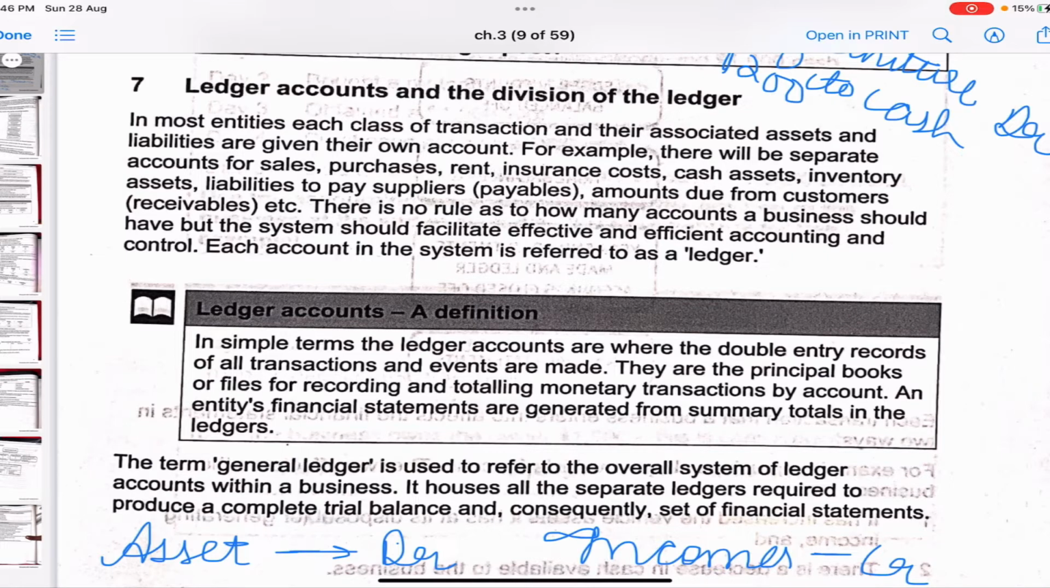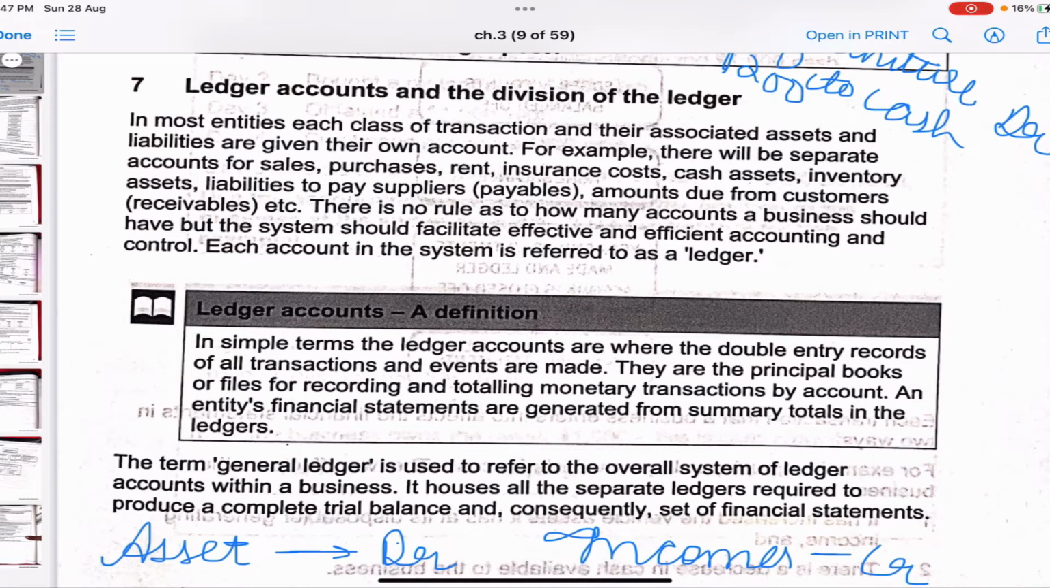You will be learning them also in the further chapters. These accounts in the system are known as ledgers. Let's talk about what ledger really means in a simpler format. In simple terms, the ledger accounts are where the double entry records of all transactions and events are made. They are the principal books of files for recording and totaling monetary transactions. What do you understand by monetary transactions? Whatever transactions take place in which money is involved are known as monetary transactions.